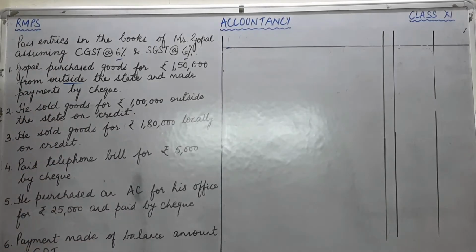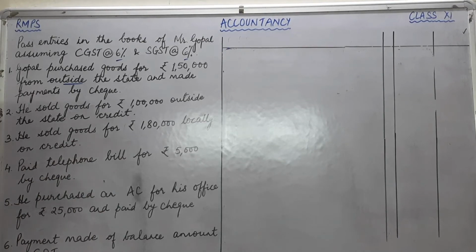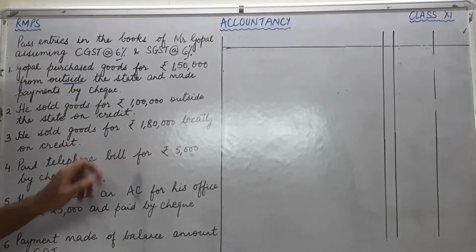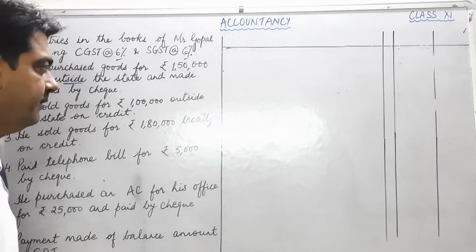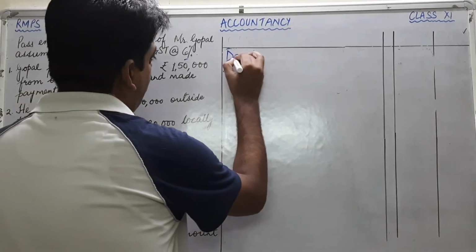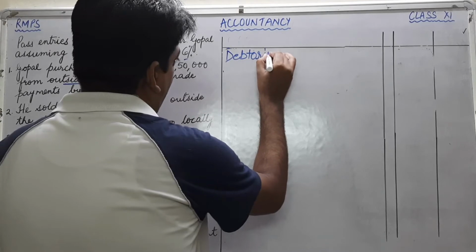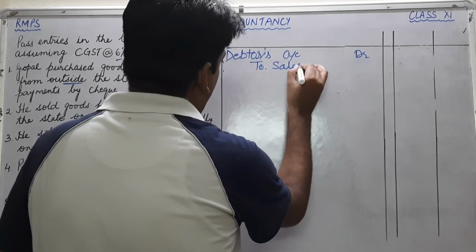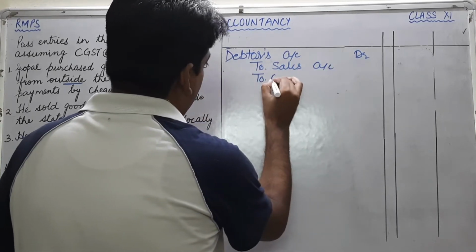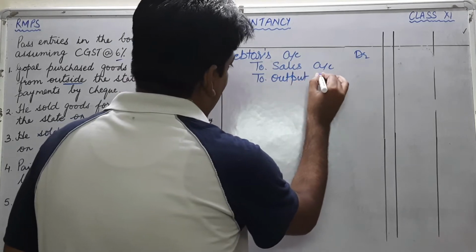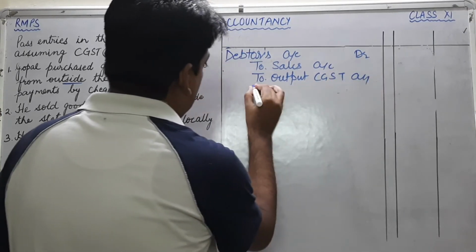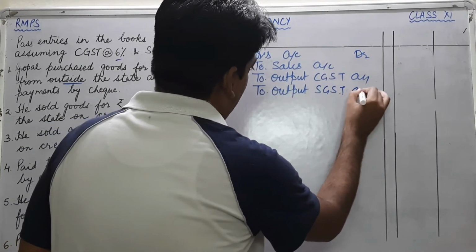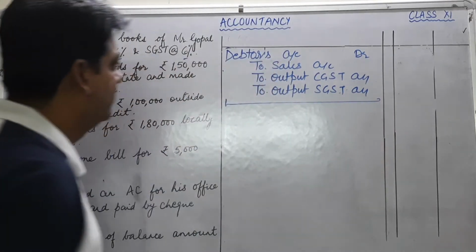Now see next transaction. He sold goods for rupees 1,80,000 locally on credit. So this time this is credit sale of goods, but you can see this is intra-state transaction because he is selling goods locally. So debtors account will be debited to sales account and to output CGST account to output SGST account, because this is intra-state sale.